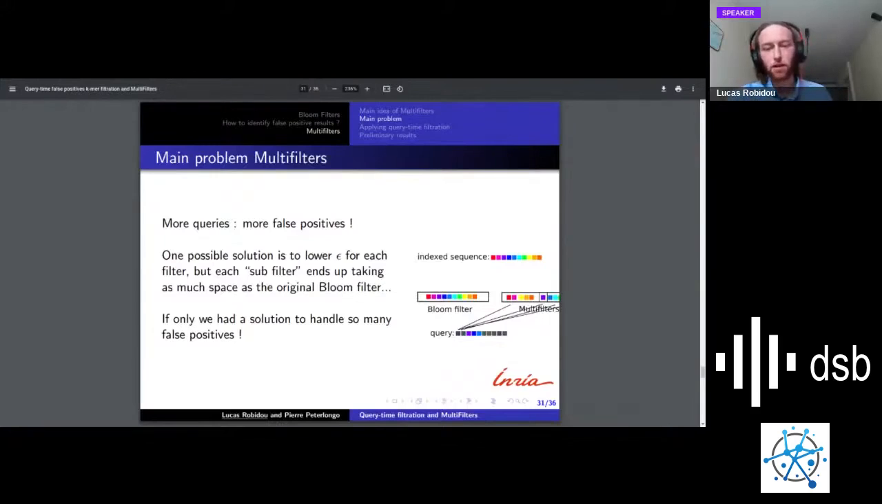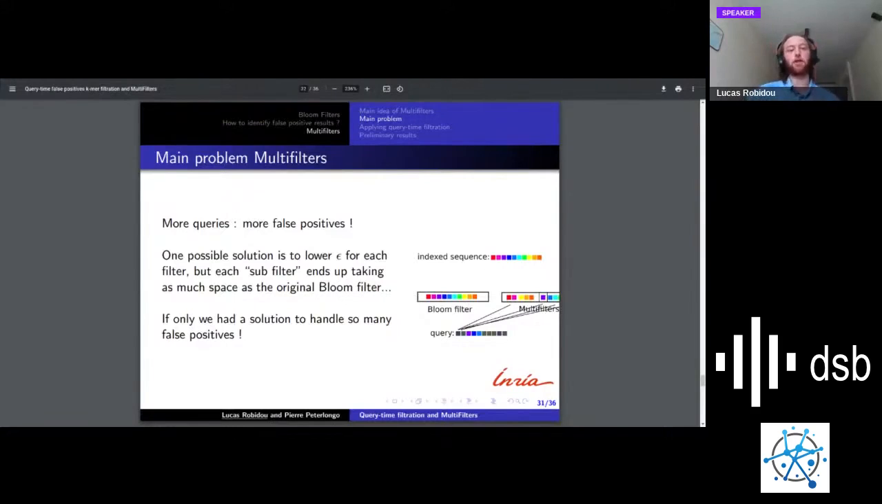But if you do that, each one of your sub-Bloom filters will end up having the same size as your original Bloom filter. So say you want to index 100 abundances, or you want to allow yourself to store from 1 to 100 abundance, you would end up having 100 times more memory than the original solution. So that's not a good solution here. That's not a practical solution. What we need is a way to get rid of those false positives without requiring more memory.